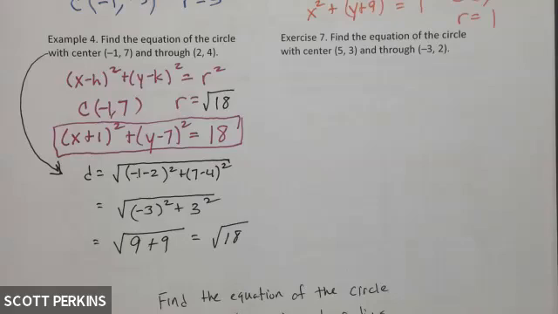I want you to do the same thing. Exercise 7 asks you to perform the same thing. Find the equation of the circle. I've given you the center, and I've given you a point the circle goes through.